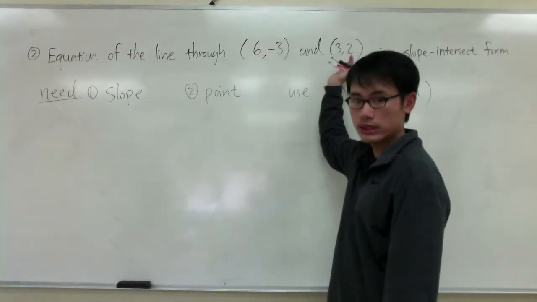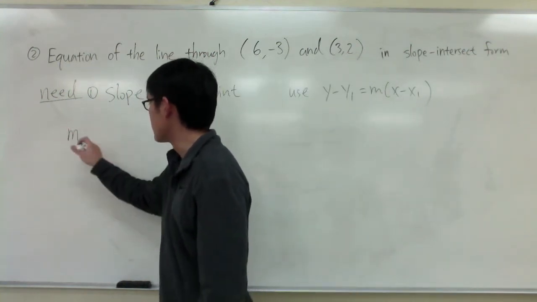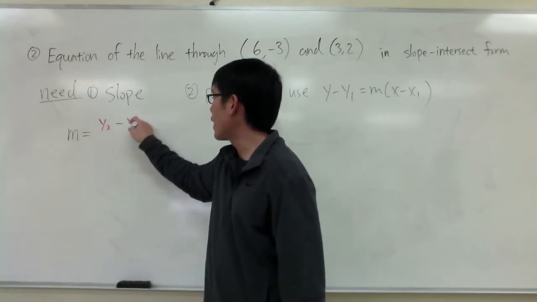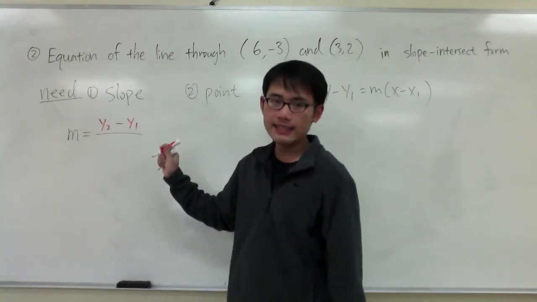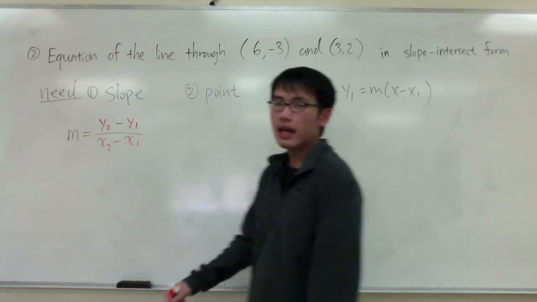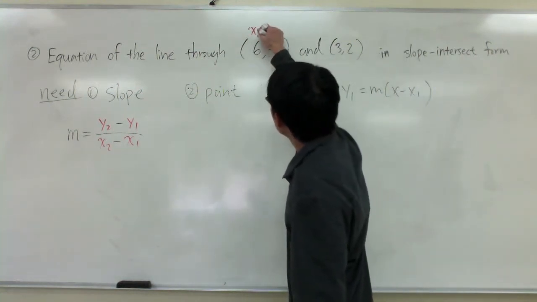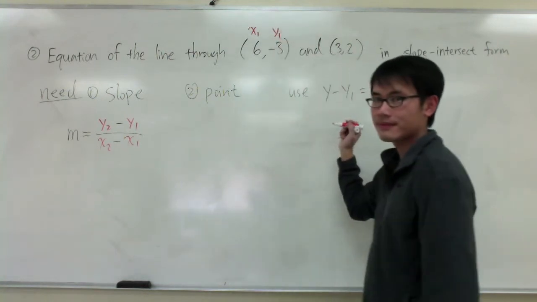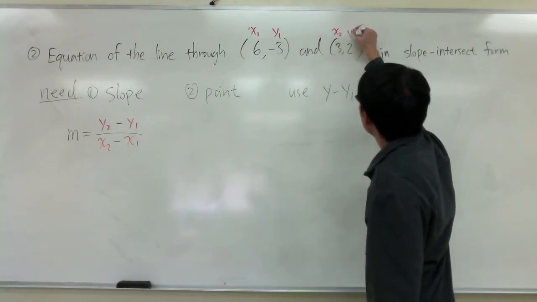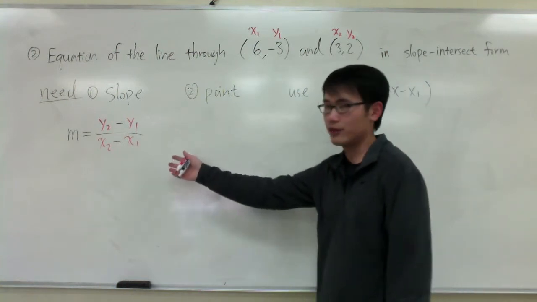We are given 2 points, so we should use the slope formula, where m denotes the slope, which is the same as y2 minus y1 over x2 minus x1. We have 2 points. The first point, (6, -3), I'm going to label as x1 and y1. And the second point, (3, 2), I'll label as x2, y2. So now I can just plug it into the formula to find the slope.